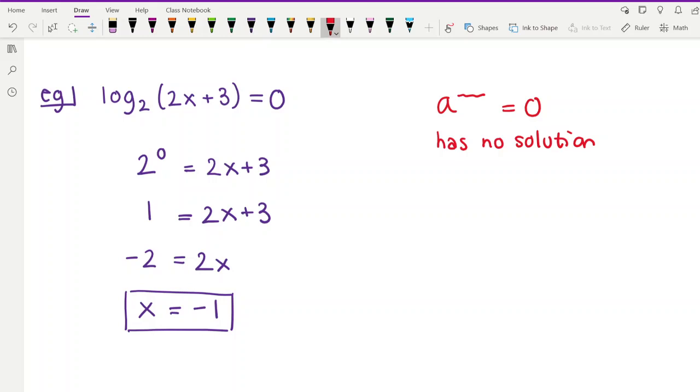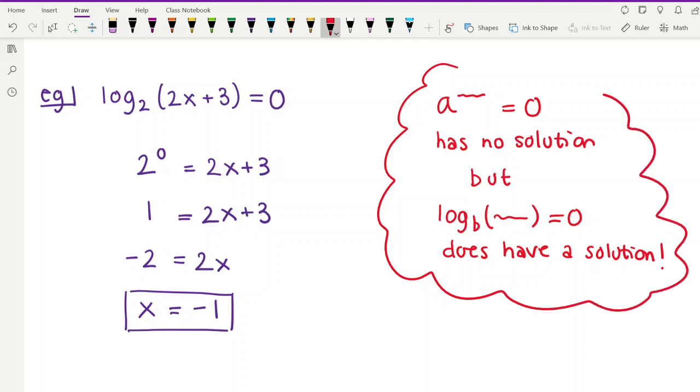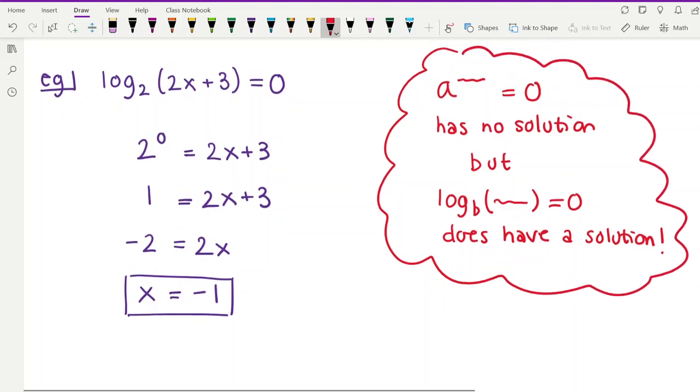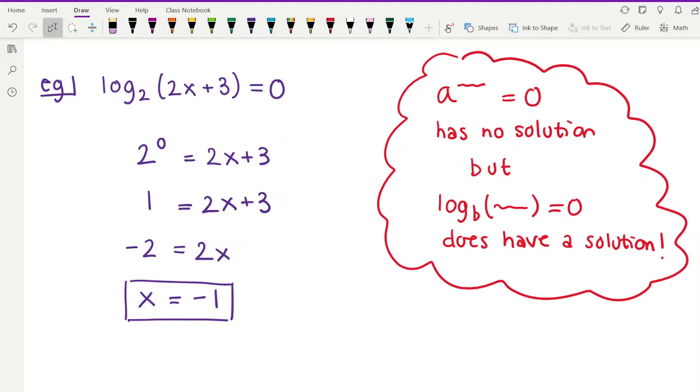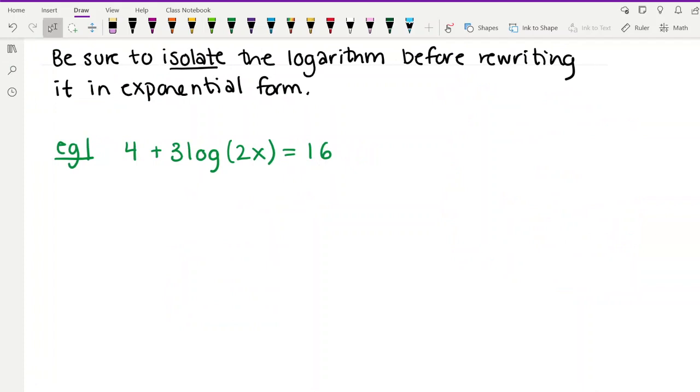So I just want to finish what I wrote over here. A to something equals 0, that has no solution. But in general, when you have a logarithm of some expression equal to 0, that does have a solution. Just a side note, I think it's very tempting to look at this equation and think it's not going to have a solution, but it does.